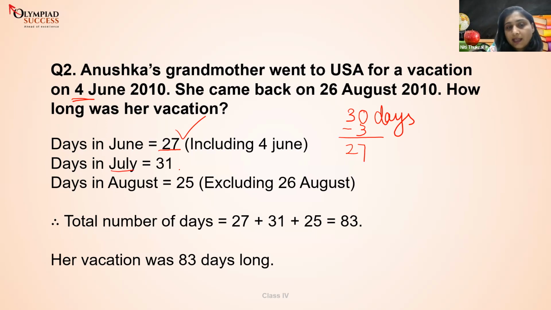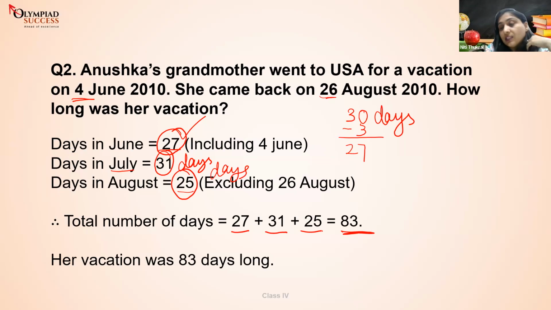Then entire July, 31 days, she was again on vacation. She was in US and then till 25, because on 26th she has returned. So we will not include 26. We will only take 25 days for the month of August when she was on vacation to USA. And that means we will count all these days now, 27, 31 and 25. We will count these three and we will find out that her vacation is 83 days long, right?